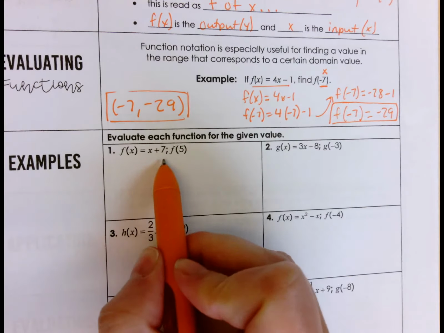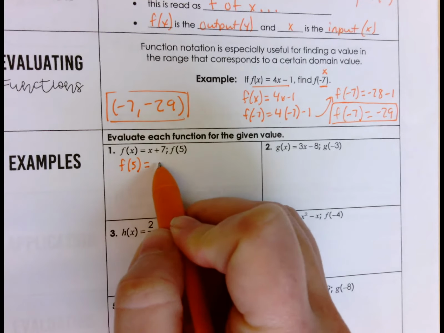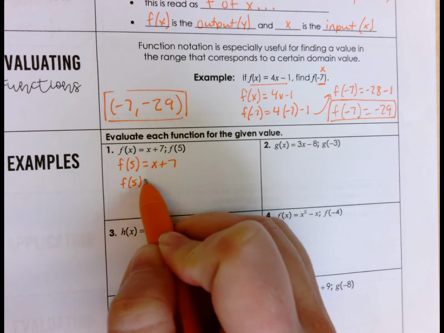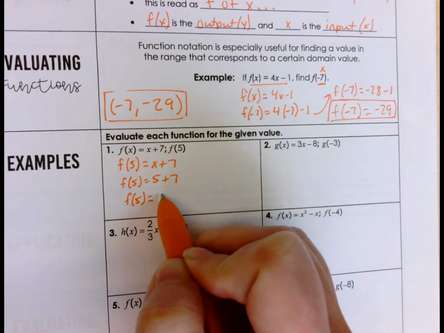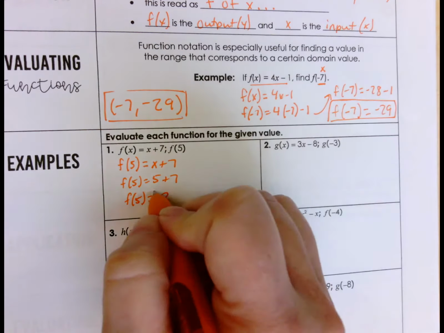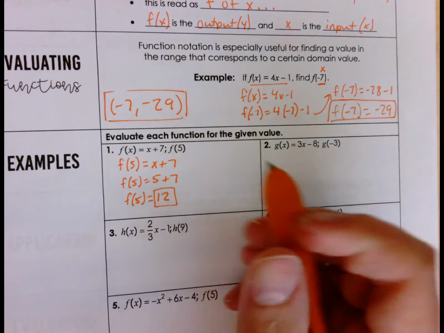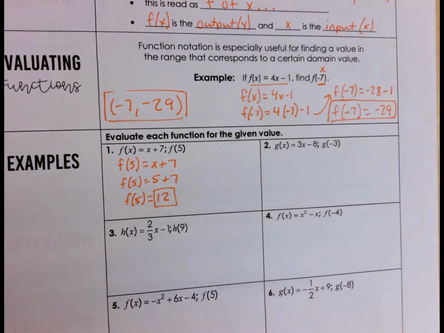So f of x is equal to x plus 5. We have been given that the input is 7. So we're going to plug that in. So f of 7 is 7 plus 5, which is 12. So our value here is 12. That's our y value. And again, you could write it as the ordered pair 7 comma 12. You could write it as f of 7 is equal to 12. You could even write it as y equals 12. You've got a few options there.